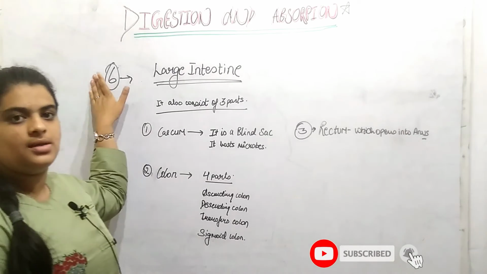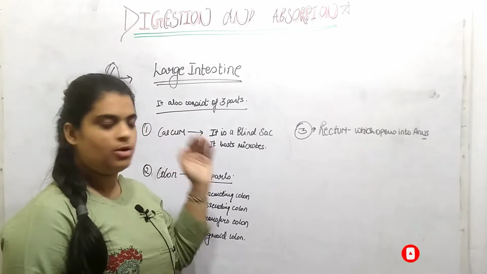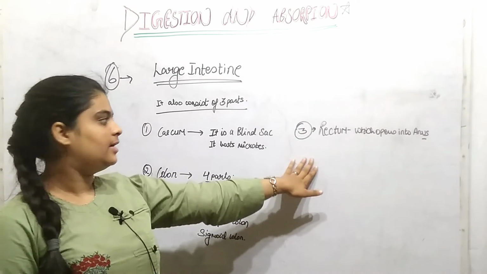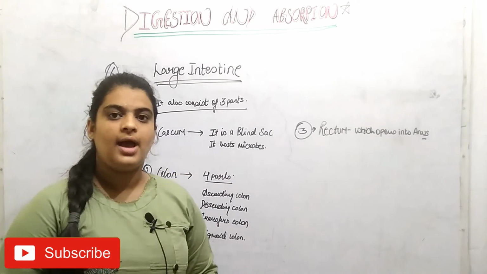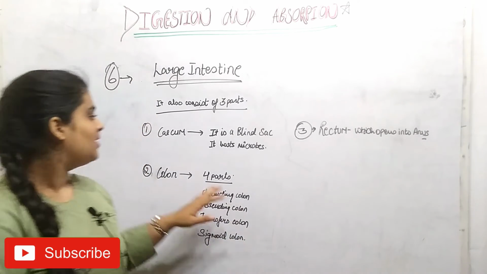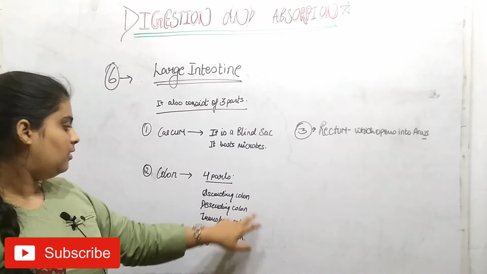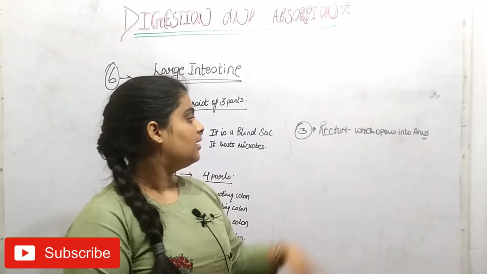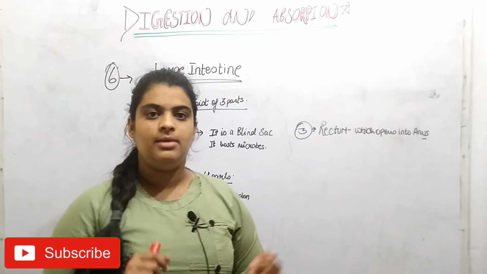Our sixth part is the large intestine. It also consists of three parts like the small intestine. First is cecum, second is colon, and third is rectum. The cecum is a blind sac-like structure and it hoards the microbes. Second is colon. It consists of four parts: ascending colon, descending colon, transverse colon and sigmoid colon. The third is rectum, which opens into the anus, and here ends our alimentary canal.